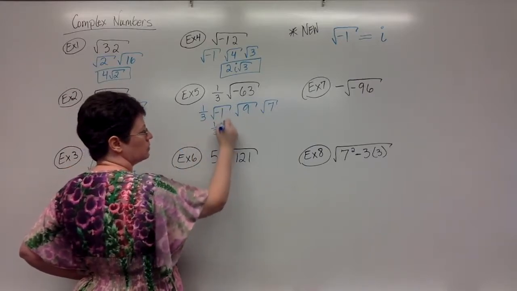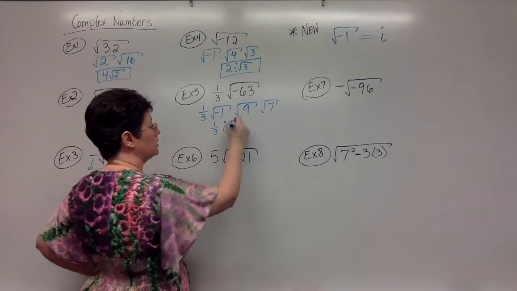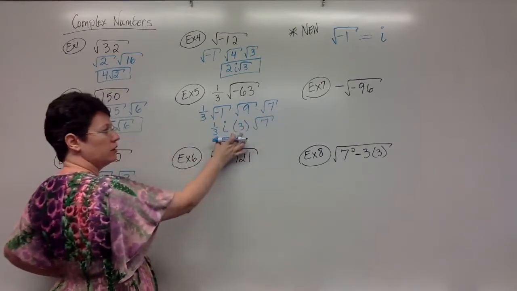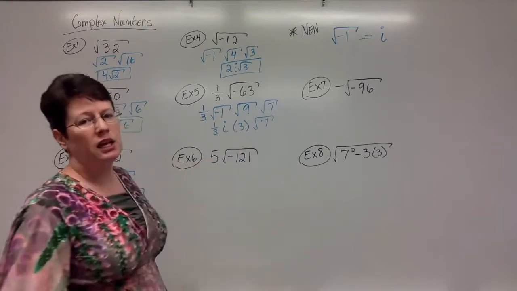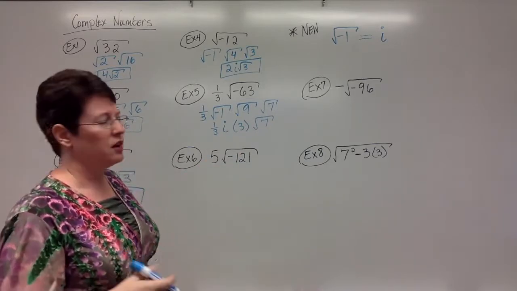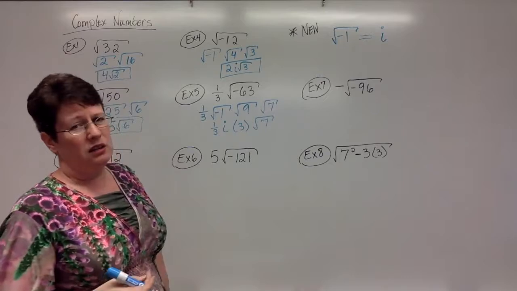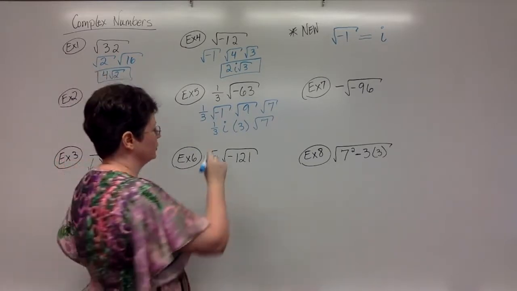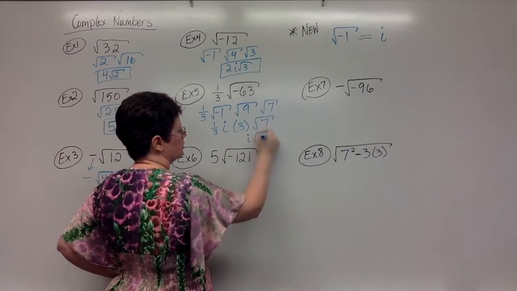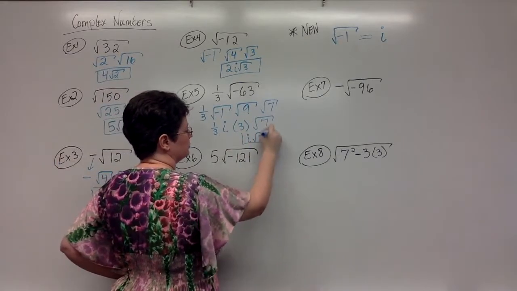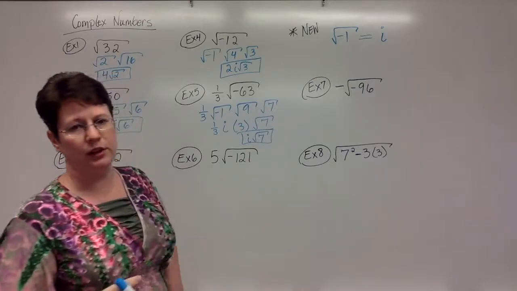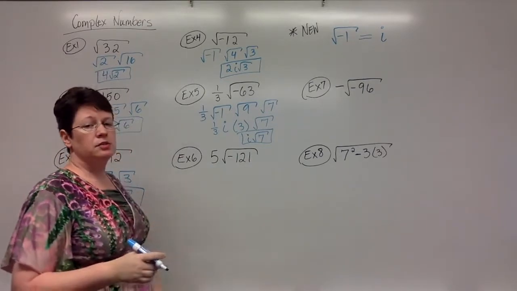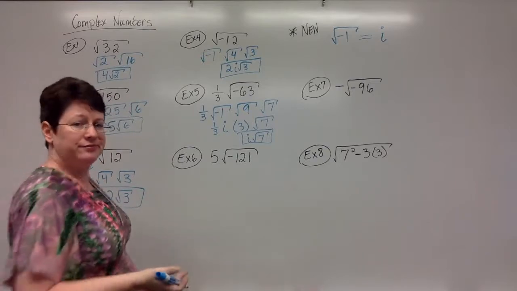So I still have the 1/3. Square root of negative 1 becomes an i. Square root of 9 is 3. And square root of 7 is still square root of 7. Now, the 3 and the 1/3, yeah, we have to multiply them. Simplify. That's okay, right? Because 3 divided by 3 is 1, right? So this becomes i square root 7. Now you can write the 1 in front of it if you really want to. It's not a big deal. Example 6. Got a 5 in front. Okay.